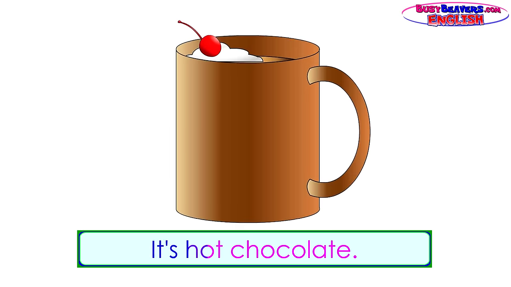What's this? It's pepper. Do you like pepper? No, I don't like pepper. What's this? It's salt. Do you like salt? Yes, I like salt. What's this? It's salad dressing. Do you like salad dressing? No, I don't like salad dressing.